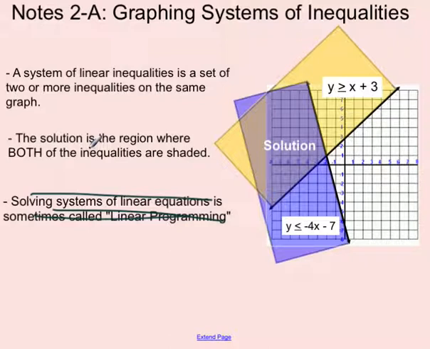So the first one is that a system of linear inequalities is a set of two or more inequalities on the same graph. So we're doing what we've done on previous note sheets. You did it last unit where you graph the inequalities. Remember, that's where we talked about dashed versus solid lines, shading up versus shading down.